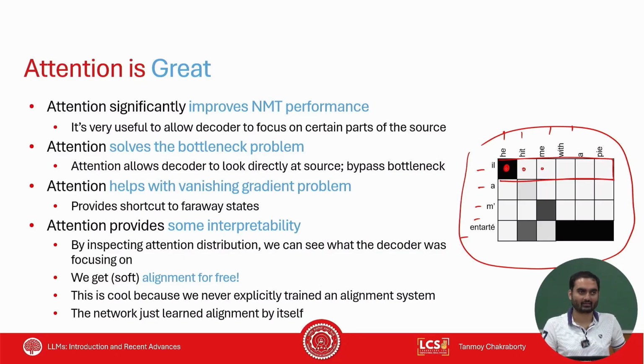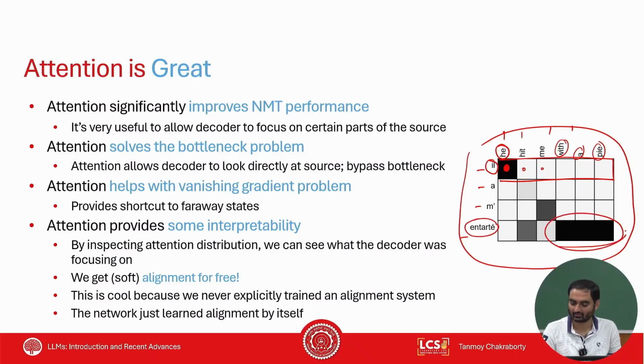If one entry is dark, it means the probability is high, right? So to generate the word "he", the word "il" was responsible. To generate the words "a" and "pi", the last word of the encoder was responsible. Therefore it's dark, right? So from the attention matrix, you can identify the portions which are responsible. So this will give you an alignment also.